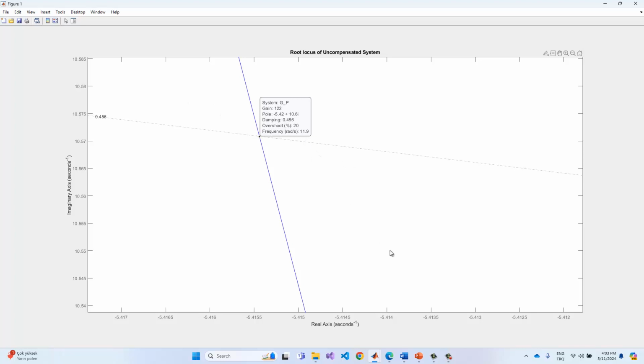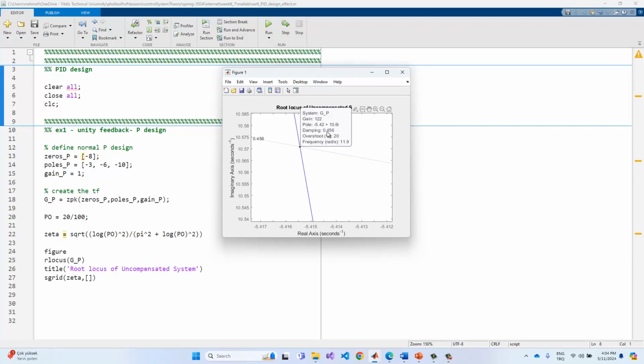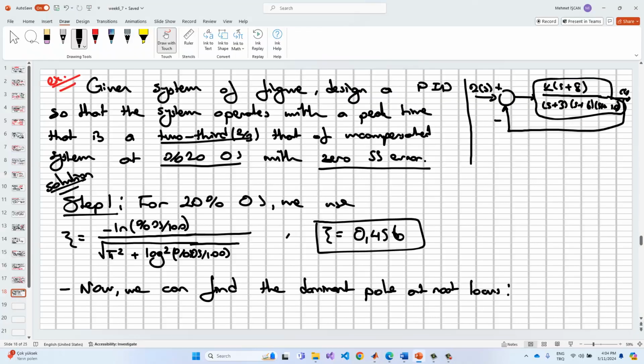So what's the dominant pole in here? The dominant pole is equal to minus 5.42 plus 10.6 j. Okay, but in precise calculation it gives us minus 5.415 minus j 10.57. Okay, this is the exact value of this graph.